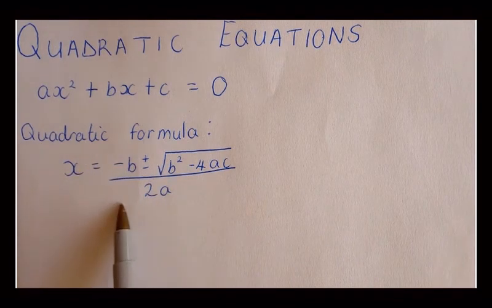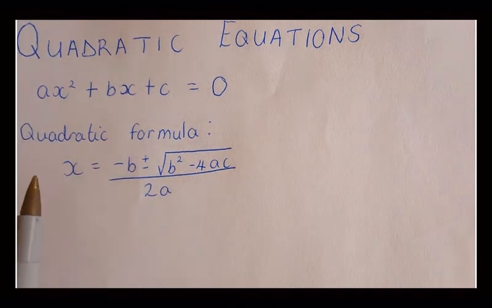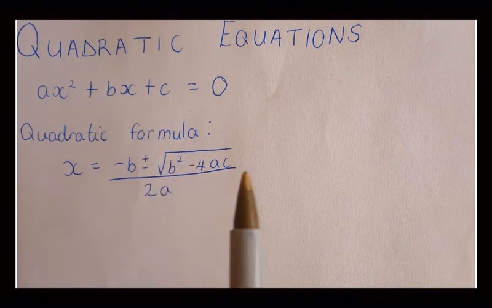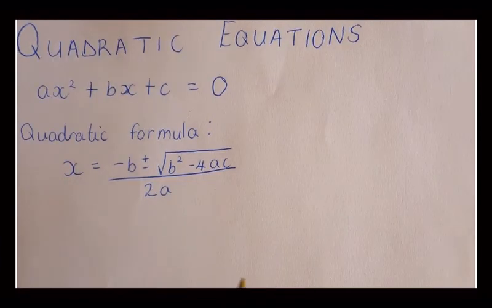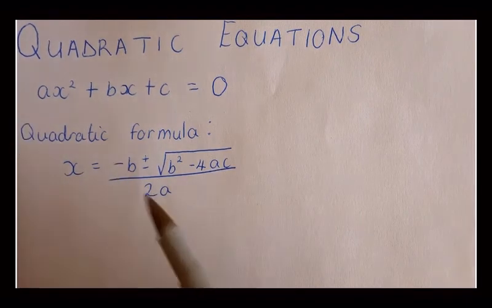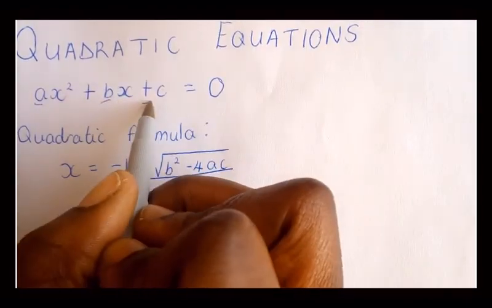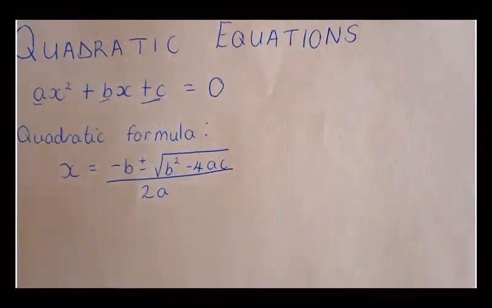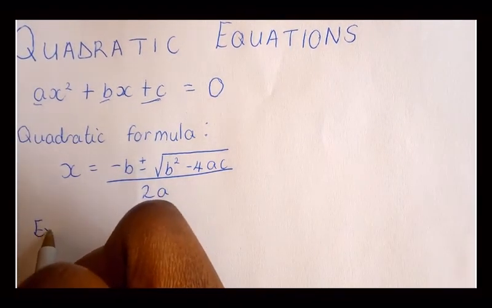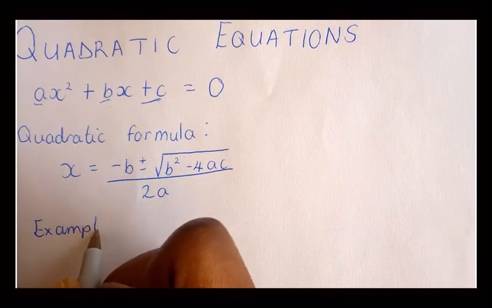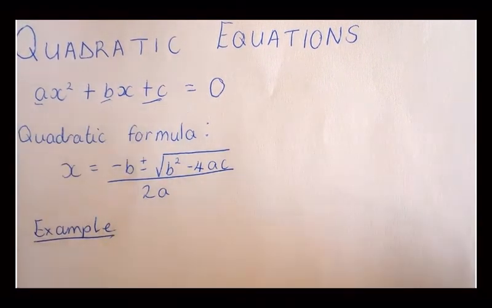So this is the quadratic formula. x is equal to minus b plus or minus the square root of b squared minus 4ac, over 2a. So that is the quadratic formula. You just input these constants into the formula and you are good to go. Now let us work out an example where I'm going to show you how to use the quadratic formula.